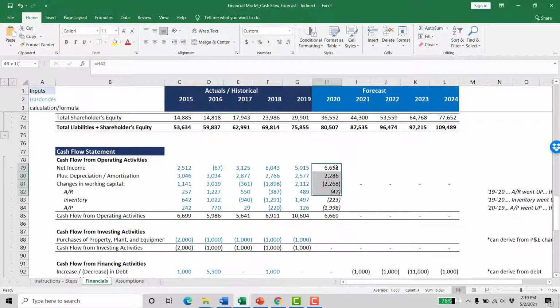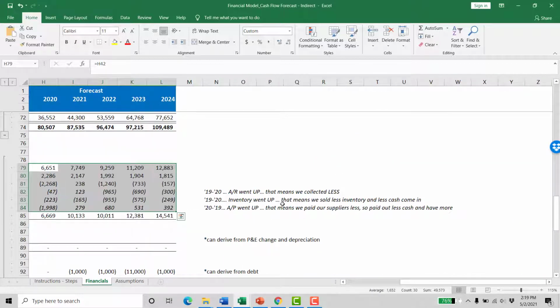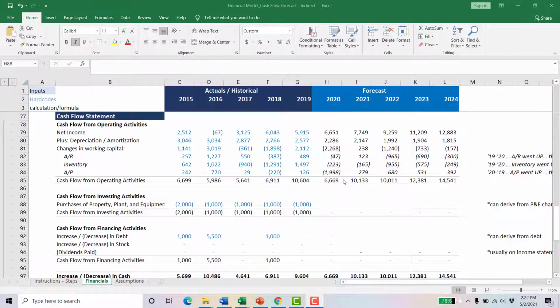Now what we can do here is these are all formulas, so we can drag these across, and that'll give us our cash flow each year. For purchases of property, plant, and equipment, you would have already forecasted this when you were trying to forecast out your balance sheet and probably your income statement as well for depreciation expense.